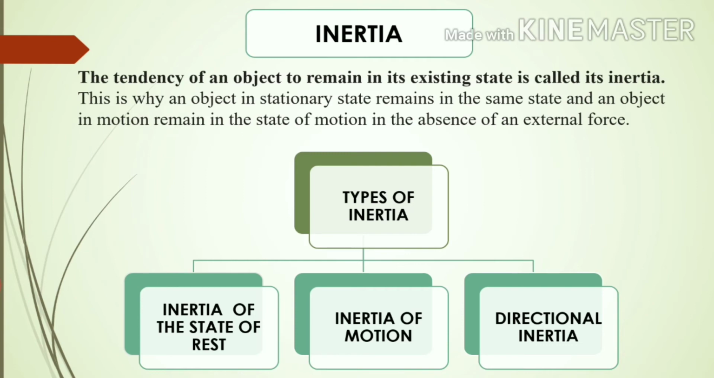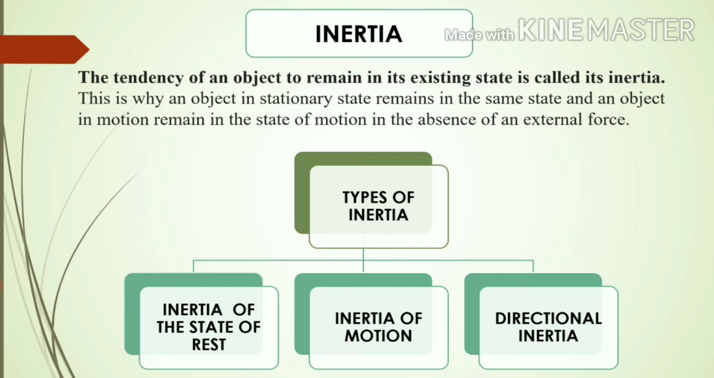Inertia. What do you mean by inertia? The tendency of an object to remain in its existing state is called its inertia. This is why an object in stationary state remains in the same state and an object in motion remains in the state of motion in the absence of an external force.